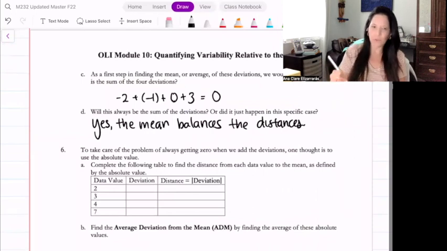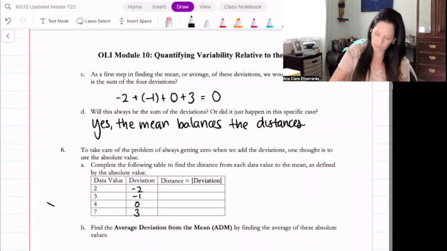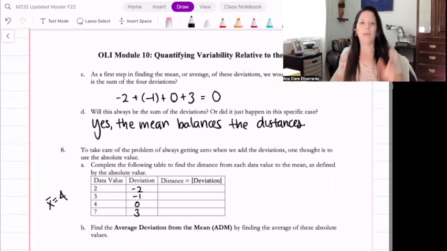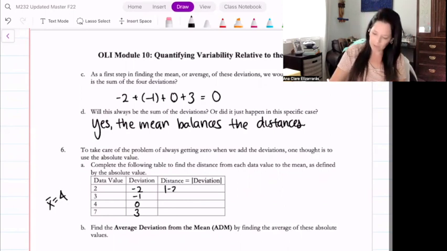The data values 2, 3, 4, and 7, we calculated the deviations in the previous section. We had -2, -1, 0, and 3, because remember that the mean was 4. And where is that number in relation to 0? The absolute value of a number is the distance of that number from 0, and absolute value is never negative because distance is never negative. You run a mile one way, that's a mile. You run a mile in the other direction, you've just changed directions, but you're still going another mile. The absolute value of -2 is 2. The absolute value of -1 is 1. The absolute value of 0 is 0, and the absolute value of 3 is 3.